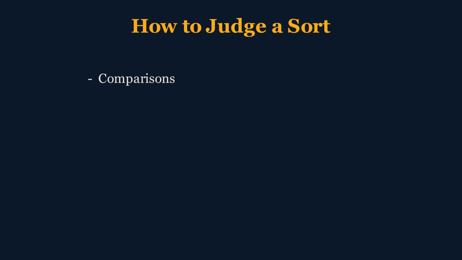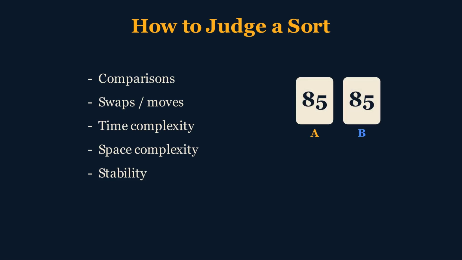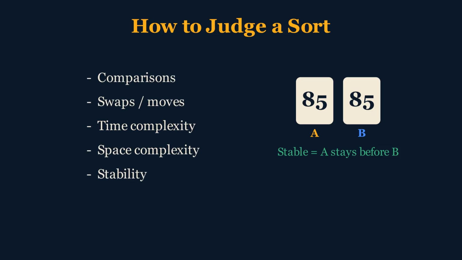We look at a few things: how many comparisons it makes, how many swaps or moves, how much time it takes as the data grows. That's time complexity. How much extra memory it needs, space complexity. And one more: stability. Imagine 2 students with the same marks. A stable sort keeps them in their original order. An unstable one might flip them. Keep these in mind. There are scorecards for every algorithm.